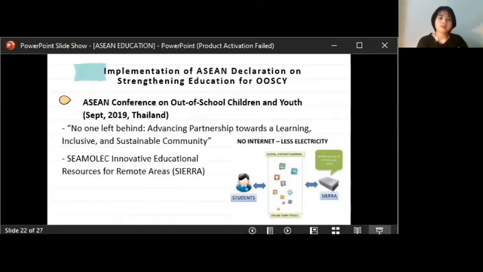In the Asian Conference on Out-of-School Children and Youth, with the theme No One Left Behind, the Southeast Asian Ministers of Education Organization introduced innovative educational resources for remote area technology. This technology can be used to deliver educational digital content in remote areas which cannot be reached by internet or electricity.